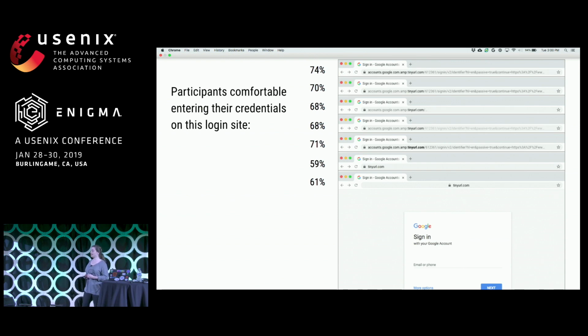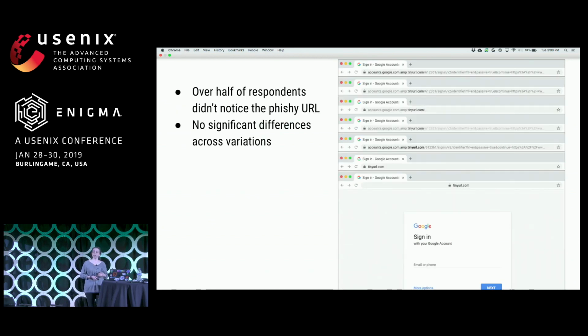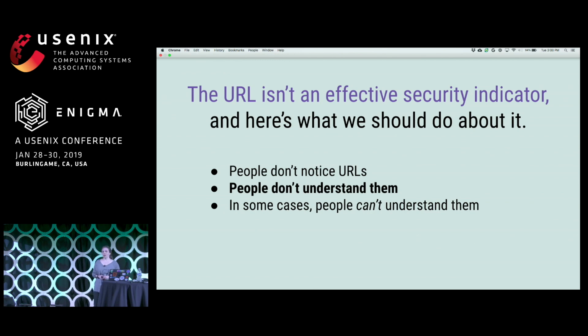Unfortunately, the results were a bit discouraging because we didn't see any statistically significant differences in how users reacted to these different variations. In all the conditions, over half the respondents didn't notice the fishy URL at all. And our attempts to draw attention to the URL by highlighting the domain name didn't have any statistically significant effect. So all this suggests that despite our best efforts, users simply don't notice the URL, or they don't understand what it means and how to make security decisions from it.